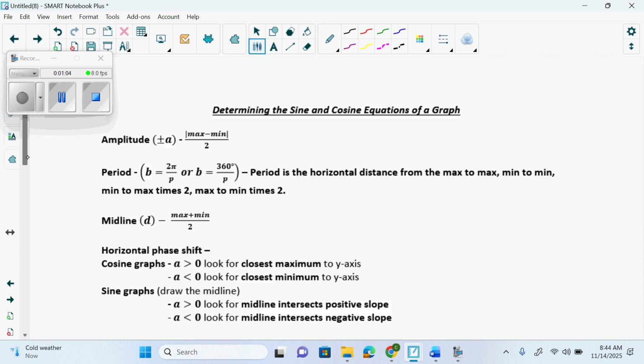Your B value will be the same for all 4 equations. Your D value, the midline, same for all 4 equations. The only thing that's different for all 4 equations is your phase shift, because it takes that graph and it shoves it where it needs to be so that they're all in the same spot. Okay? So what we're going to do today is we're going to do amplitude first.